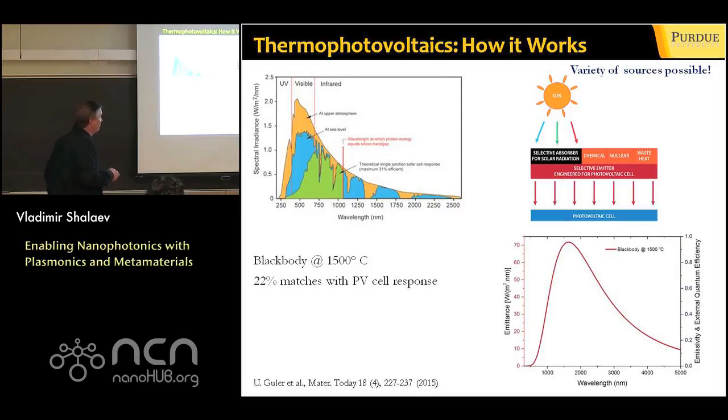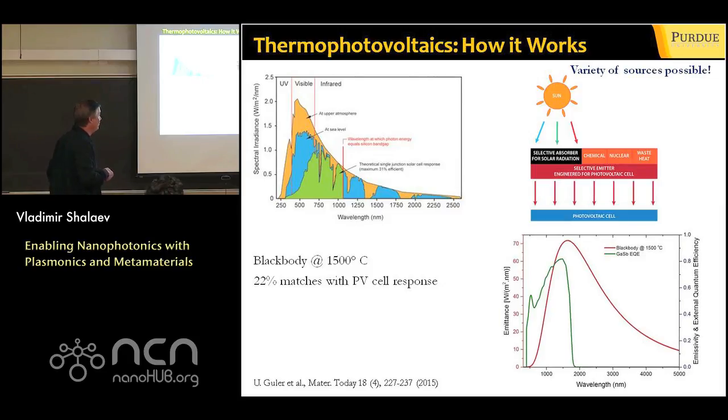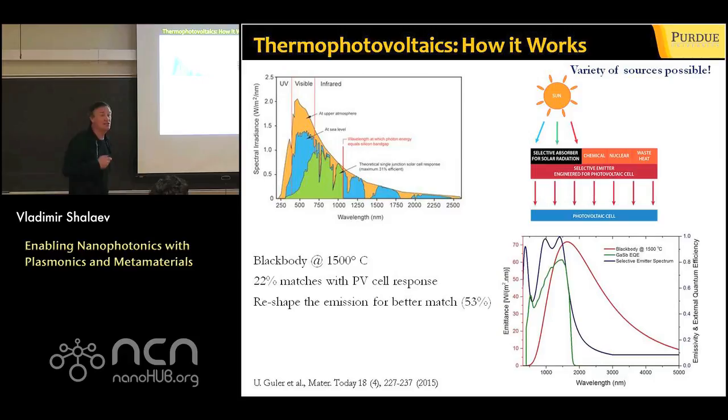To elaborate a little bit more, this is the black body radiation of an object heated up to 1500 Celsius. If you put here a typical photovoltaic cell, like in this case gallium antimonide, you would see that the overlap with the spectrum of radiation emitted by the black body is very small, only 22%. So the efficiency would not be really high. However, if I put in this frequency selective emitter made of a good refractory material that can sustain these high temperatures, then actually it's like 53%.